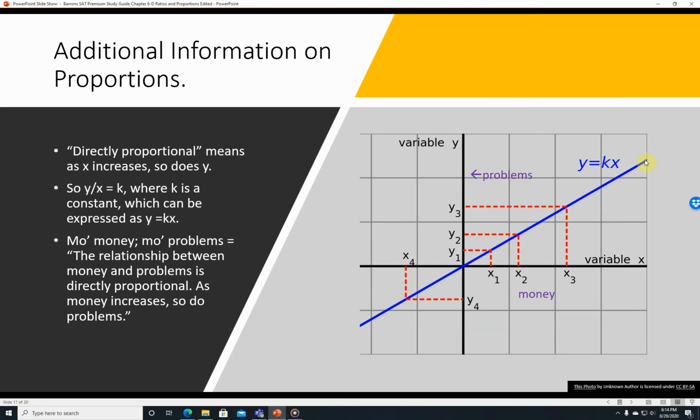As money increases, you can see, if this is money here on the x-axis, then problems also increase. You have people always asking you for money and thinking, oh, you should pay for this, you can afford it. So, mo money means mo problems. That's directly proportional. Basically, if y increases when x increases, it is directly proportional. So just remember that. Mo money, mo problems.